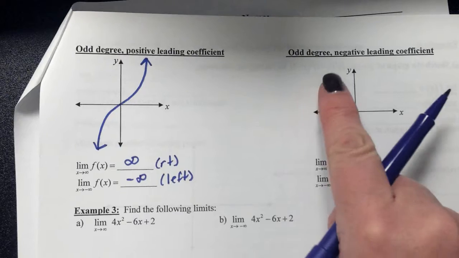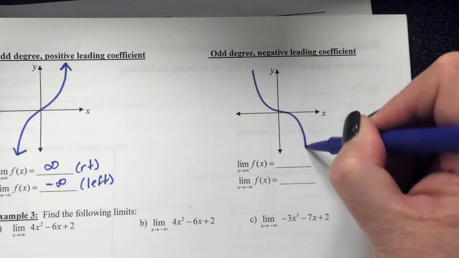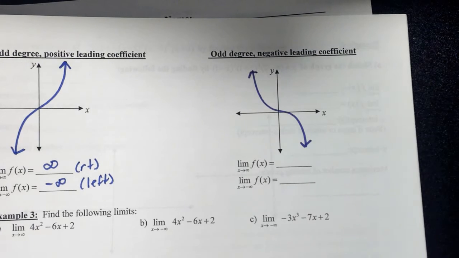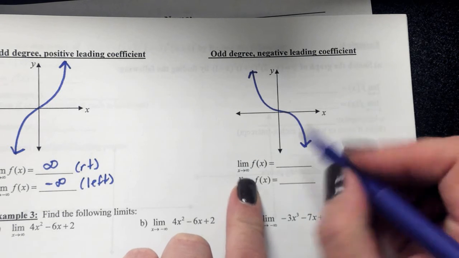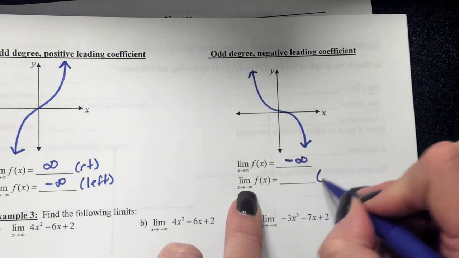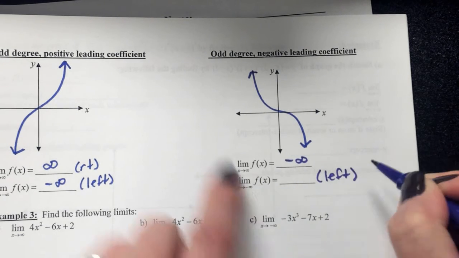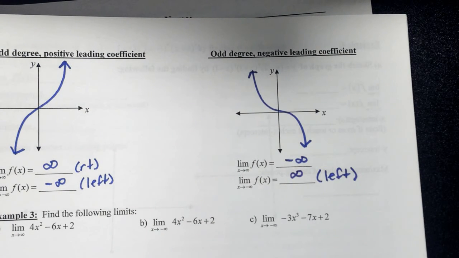If you have an odd degree polynomial function and it's a negative leading coefficient, the behavior flips. So now what's happening as x goes to infinity, the end behavior, this is now going towards what? Negative infinity. And as x goes to negative infinity, again, remember I'm looking on the left, the behavior of the function is going towards infinity. Any questions on the behavior?